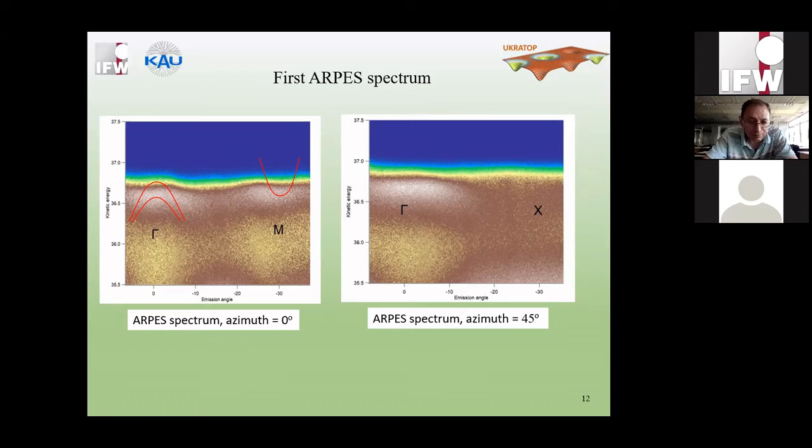I make these spectra with radiation of a helium lamp with an energy of 40 electron volts. I make spectra with azimuth 0 degrees and 45 degrees. Unfortunately, I can make these spectra only at room temperature because there's a problem with the sample. This data is in good agreement with published data, so I can say that the film is of good quality.